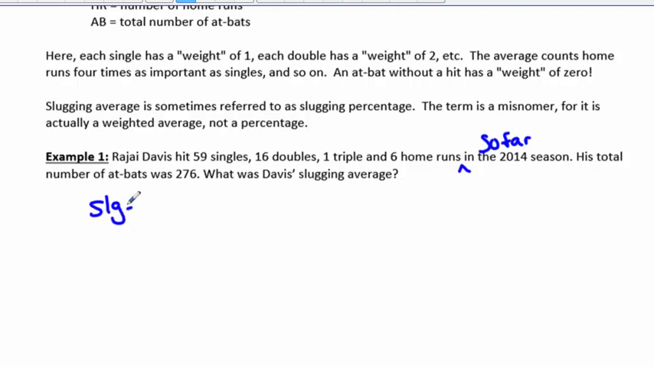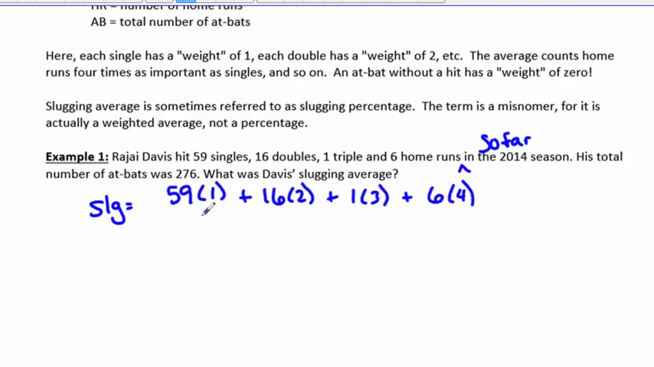So SLG, his slugging average: 59 singles, so 59 times 1, plus 16 doubles, 16 times 2, plus 1 triple, 1 times 3, plus 6 home runs, 6 times 4. Now notice that in slugging averages, this is the way baseball does it, they use the weight as the number of bases that the runner gets to.